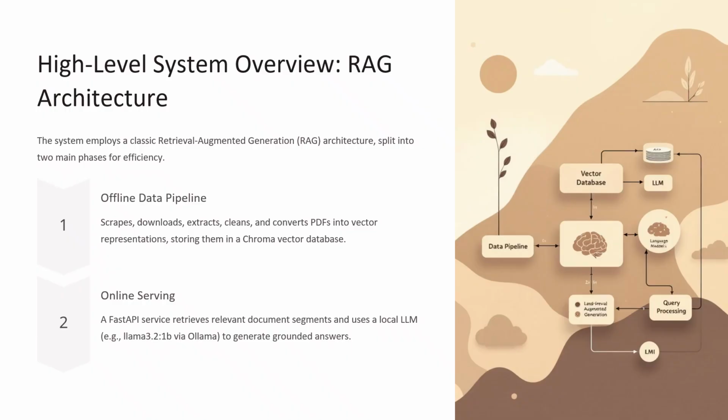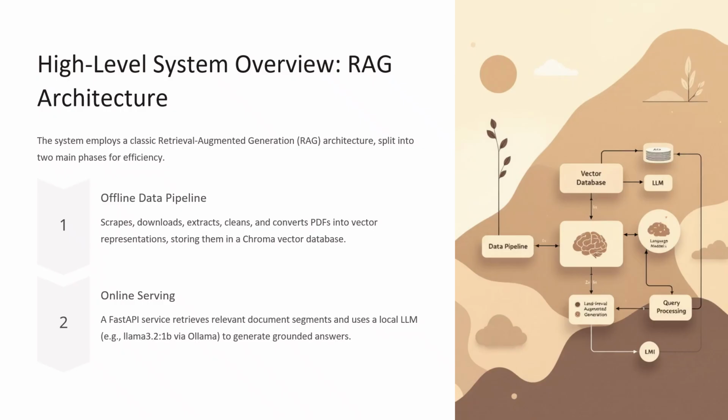So coming to the high-level system overview of this RAG architecture, at a high level, the system is split into two phases: the offline data pipeline, which is responsible for all the heavy lifting like scraping, downloading, extracting, cleaning, and embedding the PDFs. The result is stored in a Chroma vector database.